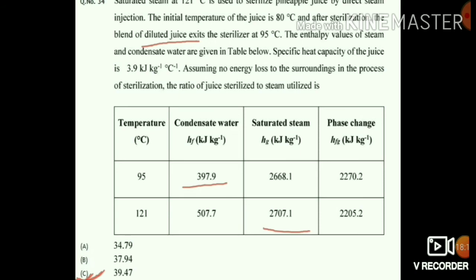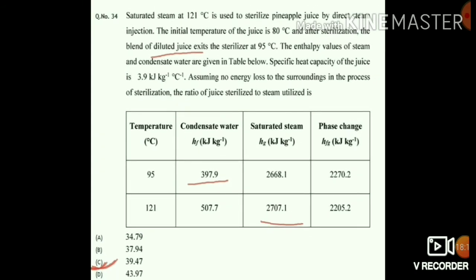So initially the stream is present at 121 degrees centigrade. So initially we should take the enthalpy of a stream at 121 degrees centigrade. That is, I have marked with red color, you see in the second column, that is 2707.1. It is the enthalpy of stream at 121 degrees centigrade. And finally the stream comes at a temperature of 95 degrees centigrade.